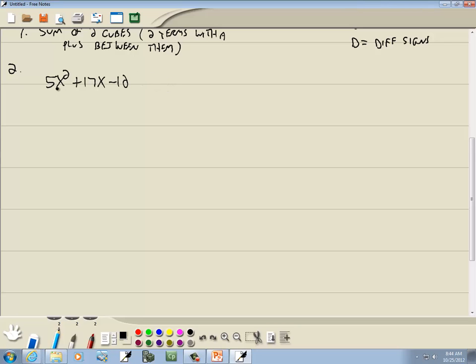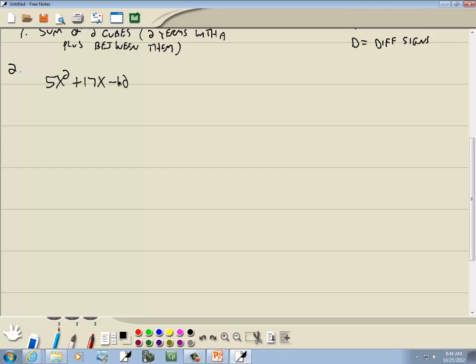So for this one, GCF. There is no GCF. All three terms have nothing in common. Grouping? Well, that's 4 more terms. That doesn't fit. PSD? x squared, x, no x, but now there's a number in front of our x squared. So PSD doesn't work.